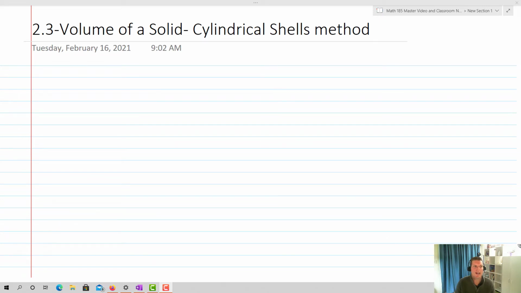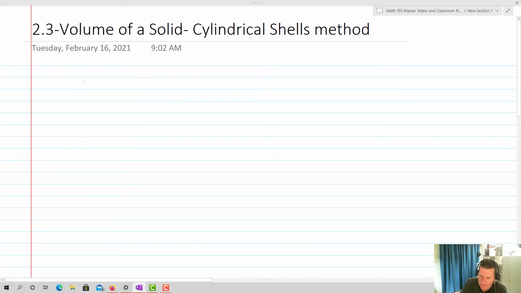So what we're going to look at now in this video is how we find the volume of a solid when the disk or washer method is prohibitively difficult. That is, when the function we're looking at is not really amenable to finding its volume when we revolve it around an axis using the disk or washer method. So let me give you an example.